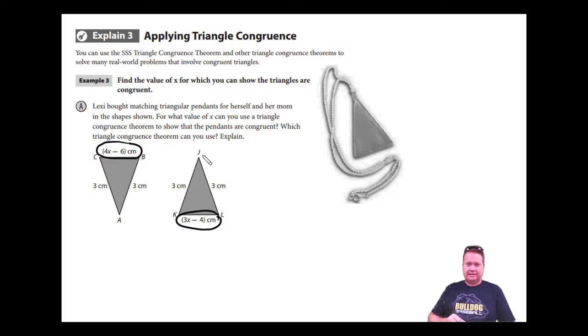So the question is asking, for what value of x can we use side, side, side? In order for me to use side, side, side, these two sides have to be congruent, and we will simply write the equation that says 4x minus 6 must be equal to 3x minus 4. We'll go ahead and solve that for x. I'm not going to solve it here because I'm assuming we can solve a two-step equation and find a value of x that would make these two sides true.